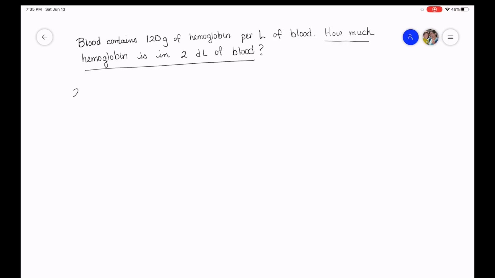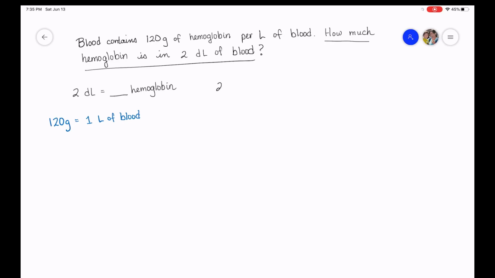So the way that you set up this problem is to ignore the concentration to start with and really ask, what is the question asking? And in this case, the question is saying, I have 2 deciliters of blood. How much hemoglobin is in there? So that's our question. Well, it turns out that 120 grams of hemoglobin per liter of blood can be a conversion because that's given as a known fact. So with that, we can use that as a conversion and go ahead and set up our problem.